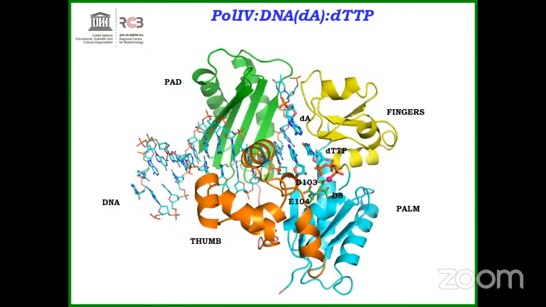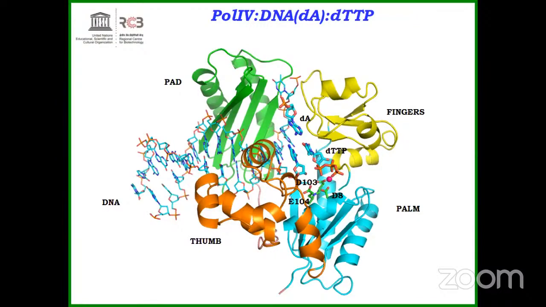And this is the basic structure of DNA polymerase 4 in complex with DNA, which is shown here, and the incoming nucleotide, which is dTTP, shown here. DNA polymerases always structurally adopt this right-handed topology, and they will always have a palm domain, a fingers domain, and a thumb domain. And the active site residues are always in the palm domain.